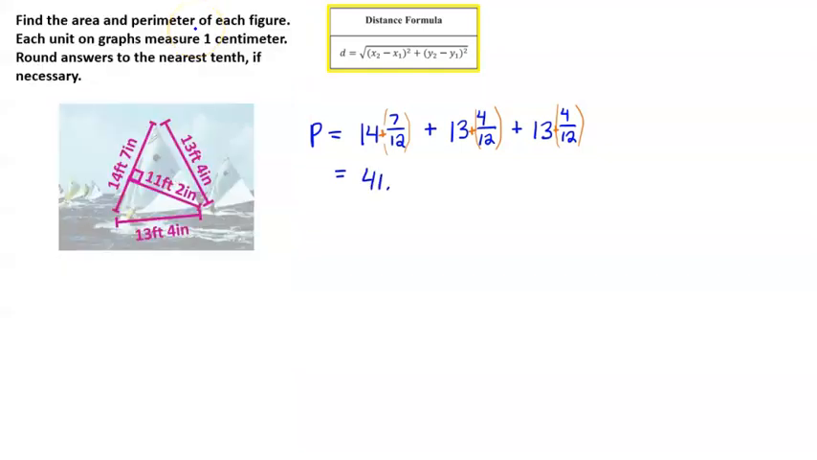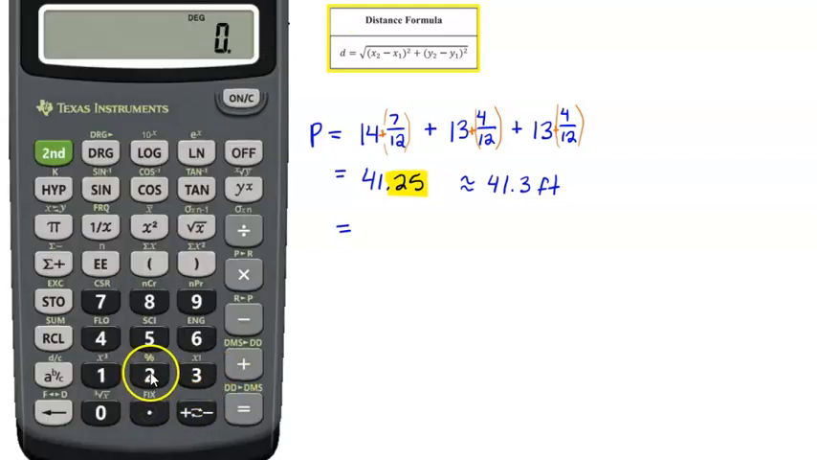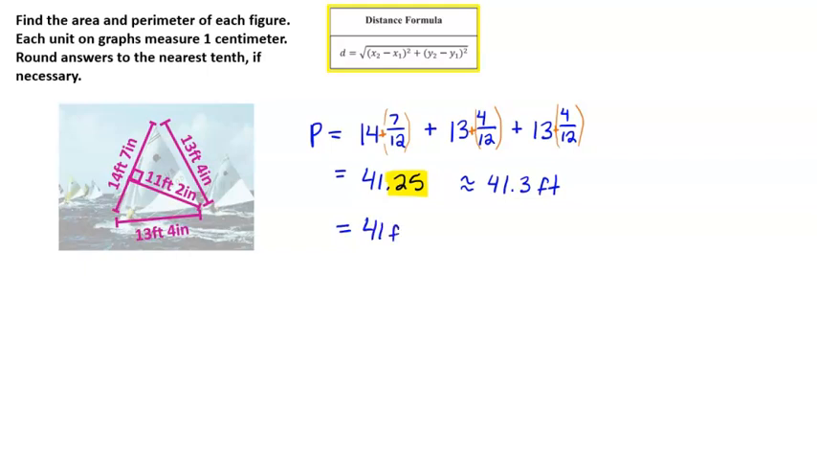So 41.25, if they asked me to round, this would be approximately 41.3 feet. However, I can go ahead and transfer this into inches. And so what you would do is you're just going to take this part and multiply it by 12 because this is a quarter of a foot. And so 0.25 times what would be 1 foot is just 3 inches. And so this would be 41 feet and 3 inches.